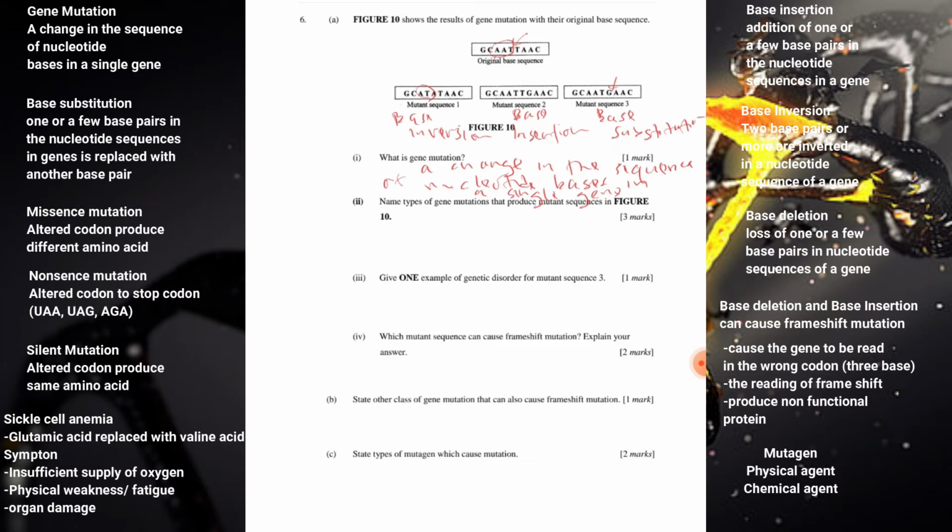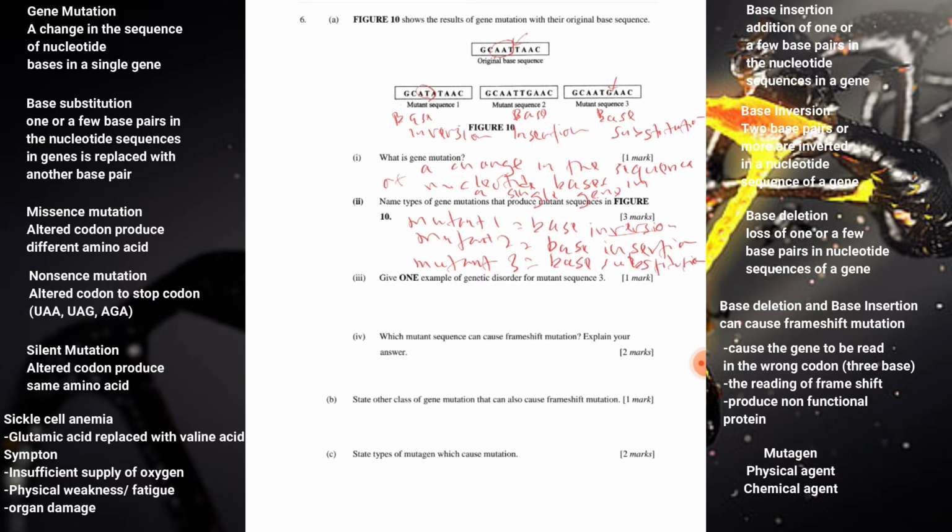Okay, name the type of gene mutation that produces the mutant sequence in figure 10. So 3 marks here. Mutant 1 is referred to as base inversion. Mutant 2 is referred to as base insertion. Mutant 3 is referred to as base substitution.